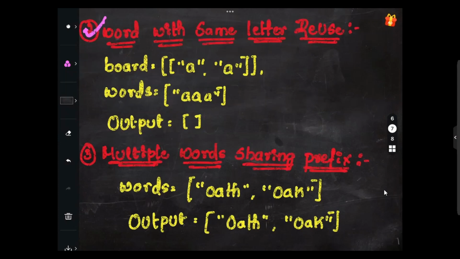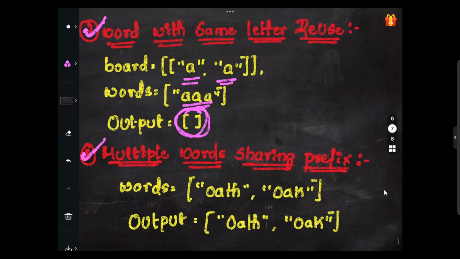Let's go with the second edge case here. This is for the condition word with the same letter reuse. In this case, we have A twice, right? The word we have to find here is A, A. One more A has to be present in the board, which is not present basically. So in this case also we will display an empty array as output, right?